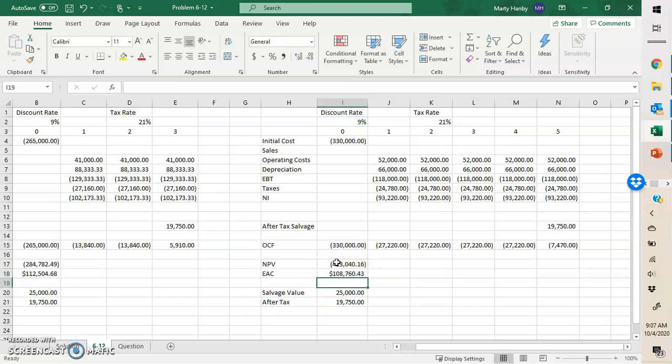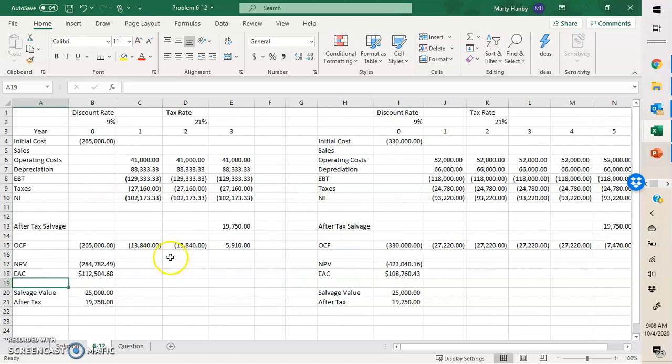What the equivalent annual cost does is allow us to compare products that are of different lengths. So the equivalent annual cost for Techron 1 is $112,504. It's actually less for Techron 2, $108,760. So we would prefer Techron 2 because it costs us less.